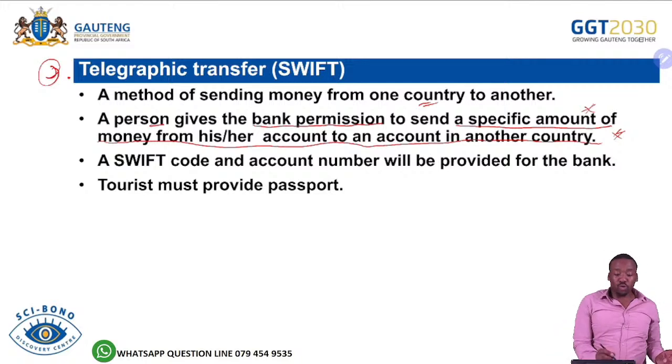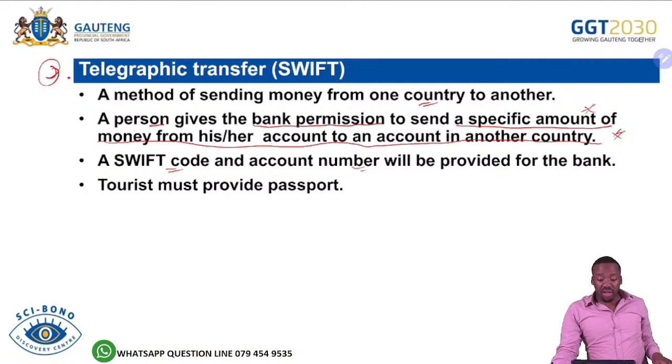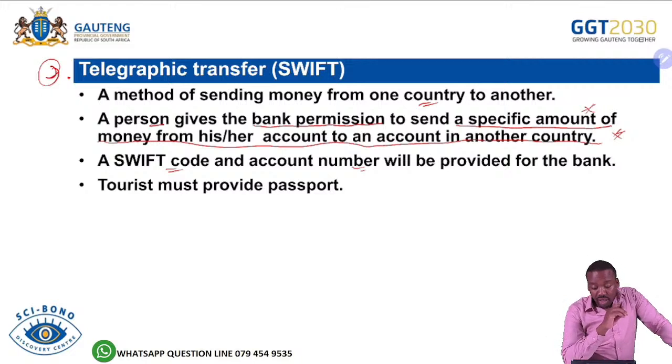What will happen here? A SWIFT code and account number will be provided for the bank. Obviously, you must provide your passport, so you can be able to send money from a bank account in one country to another country. Let us say maybe you've got family or relatives, or you need to make serious transfers for hotels and so on. So a person gives the bank permission to send a specific amount of money from his or her account to an account in another country. Then a SWIFT code and an account number will be provided for the bank.